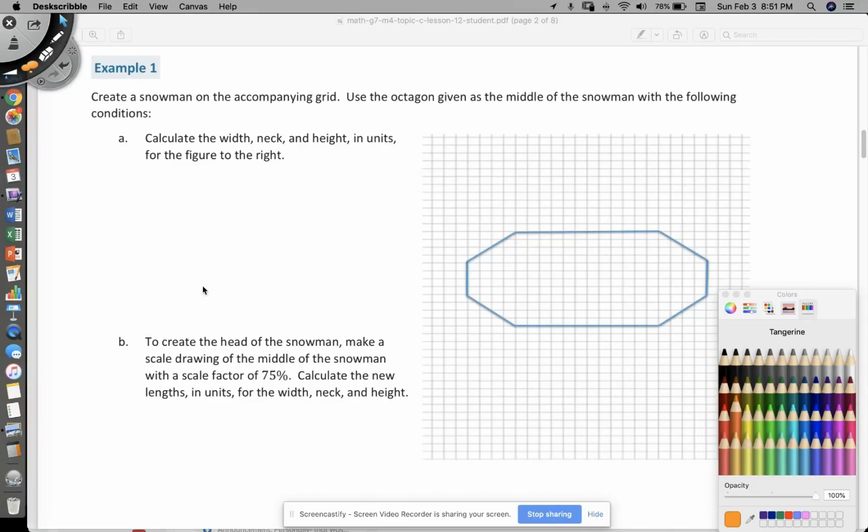All right, so we're going to create a snowman on the accompanying grid. Use the octagon given in the middle of the snowman with the following conditions. Calculate the width, neck, and height in units for that figure to the right. So let's first count that up.